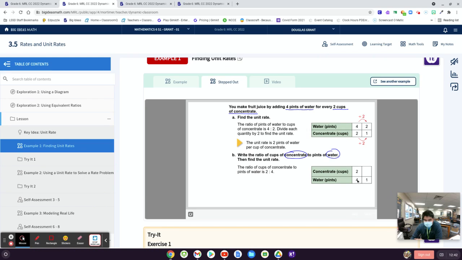Well, we want this 4 to be a 1. So in order to do that, we're going to divide both of these numbers by 4. 4 divided by 4 is 1. 2 divided by 4 is going to be 2/4, which is 1/2. So our unit rate for cups of concentrate to pints of water is going to be 1/2 cup of concentrate per 1 pint of water.